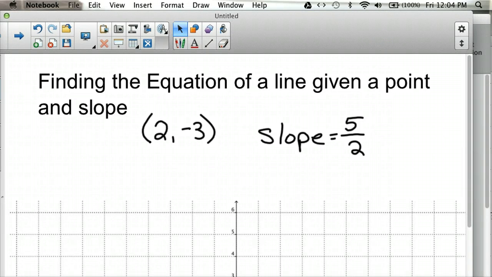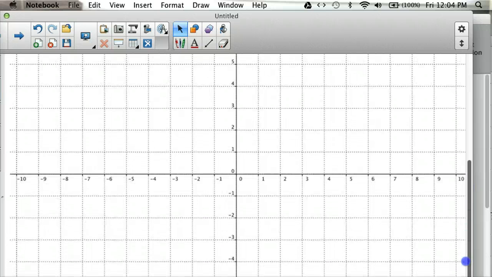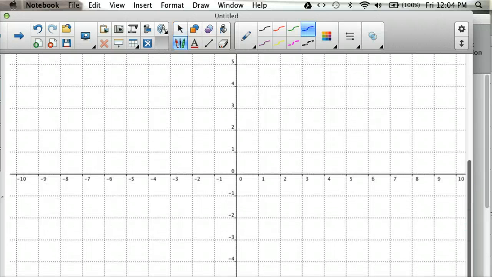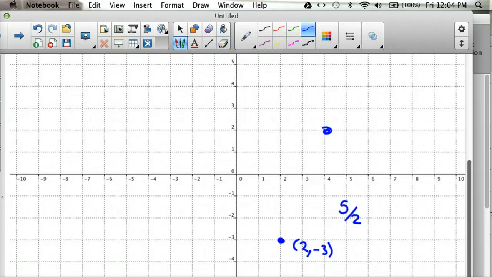And so what we do then is, let's go ahead and graph that. So (2, -3), and 5 halves. If you graphed that, you go right 2, down 3. There's my point, (2, -3). And my slope of 5 halves, you would rise 5: 1, 2, 3, 4, 5, run 2, and make a point. And I don't want those points. And so there's my line.